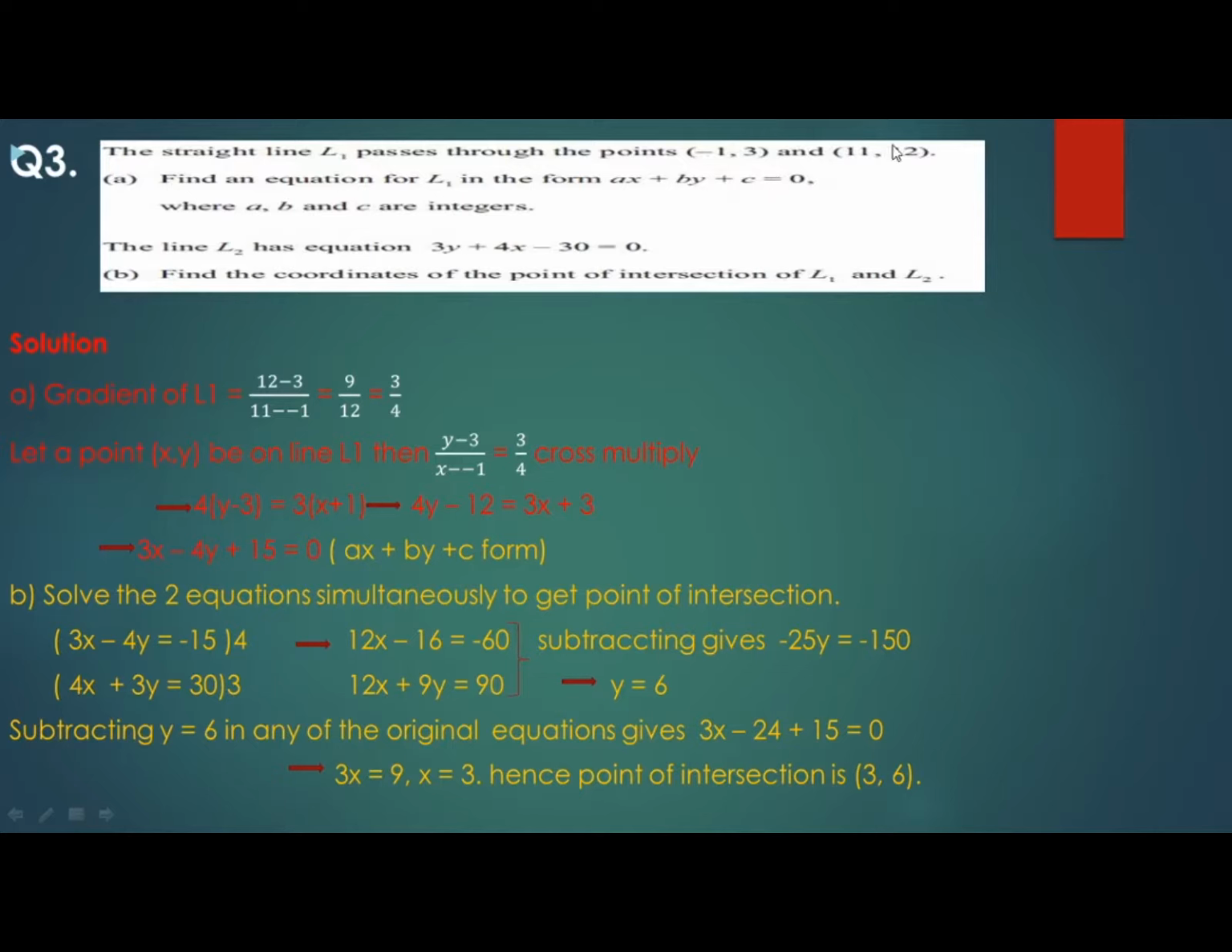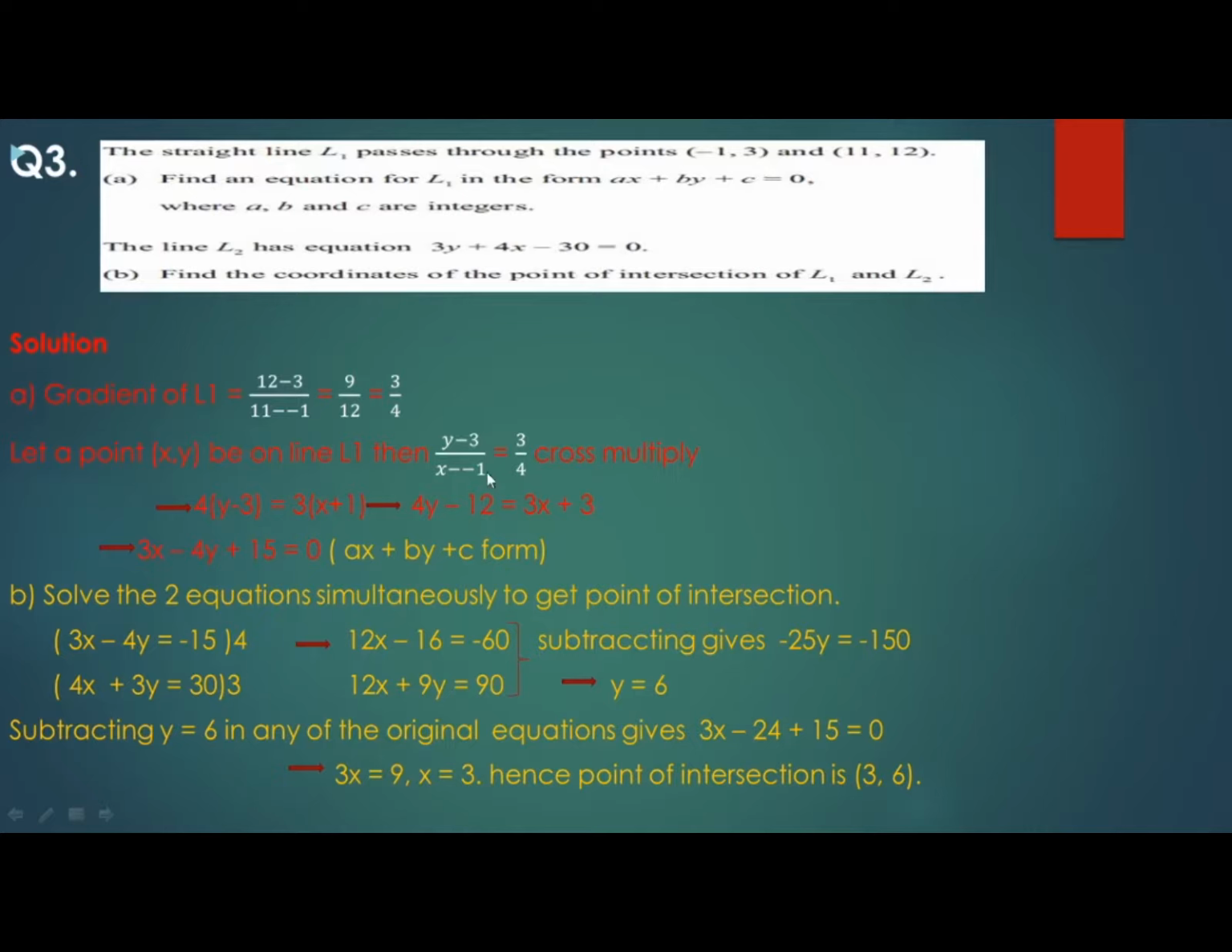So the gradient will be 12 minus 3 all over 11 minus minus 1, which is the same as 11 plus 1. So 12 minus 3 is 9, and 11 minus minus 1 is positive, it gives you 9 over 12. You simplify it, you get 3 over 4. That is the gradient of the line passing through the 2 points.